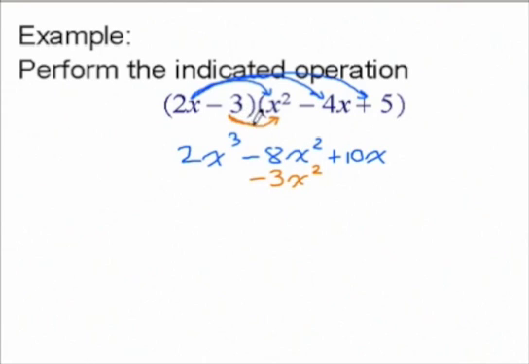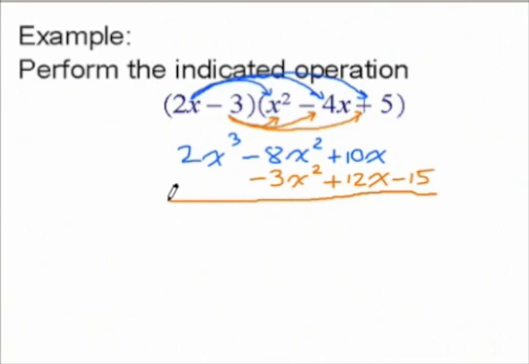And then we have a negative 3 times a negative 4x. Well, a negative and a negative will give you a positive. 3 times 4 is 12, and then we have that factor of x. And then the last one will be negative 3 times positive 5, which will be a negative 15. And then all we have to do is combine like terms. I kind of think of this as adding column style.